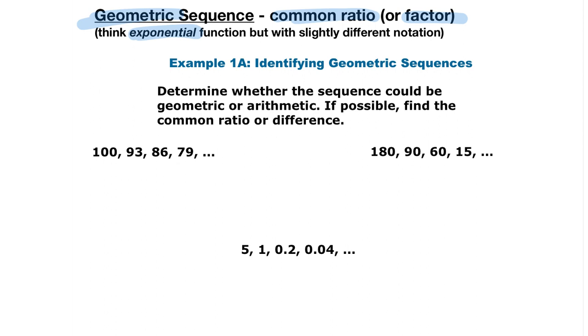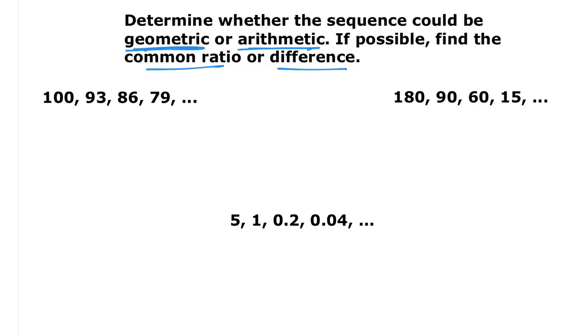In these examples, we want to determine whether the sequence could be geometric or arithmetic, so we'll be reviewing that as well. And then, if possible, find that common ratio for geometric or the common difference for arithmetic. In our first sequence, I'm noticing that each time here we are subtracting by 7. So that means it's not geometric, but it is arithmetic because it has that common difference.